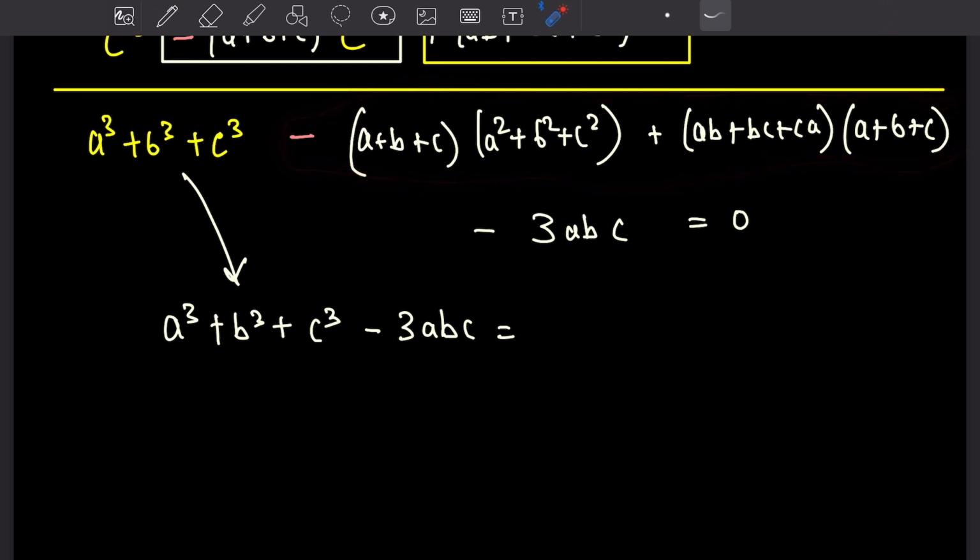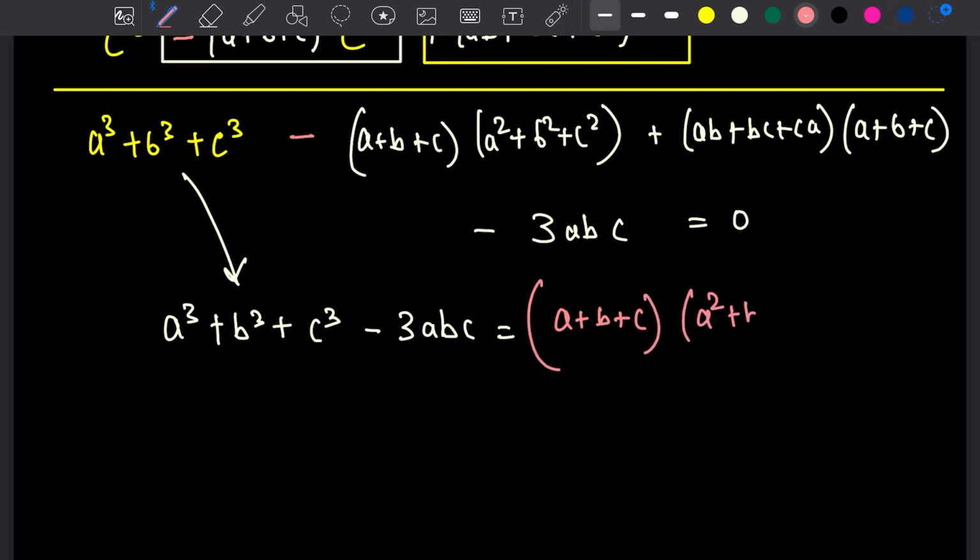So yeah, I can bring it to the other side. So I have a plus b plus c as common, and I'll have a squared plus b squared plus c squared minus ab minus bc minus ca. Okay, so that's absolutely fantastic. We have factorized a cube plus b cube plus c cube minus 3abc into two parts.